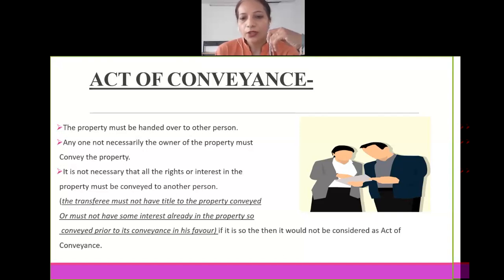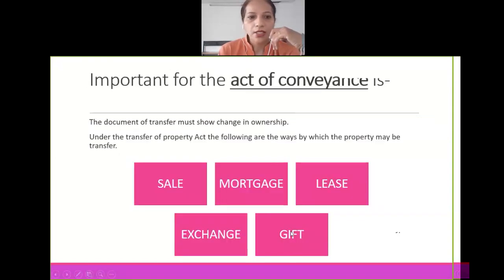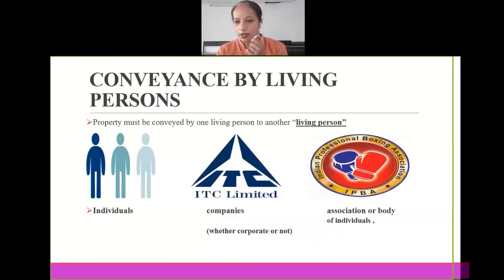If it is so, then it would not be considered an act of conveyance, because if the transferee has a right or interest in that particular property, then it would not be considered an act of conveyance. Now, let us see, students, the important ways by which conveyance takes place under transfer of property. First, the sale. The others are mortgage, lease, exchange, and gift. These are the five ways by which the transfer of property takes place under this particular Act.